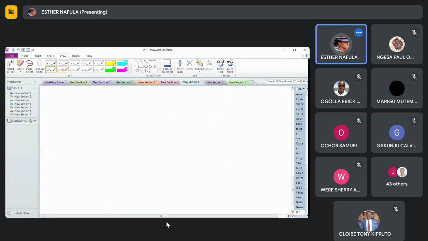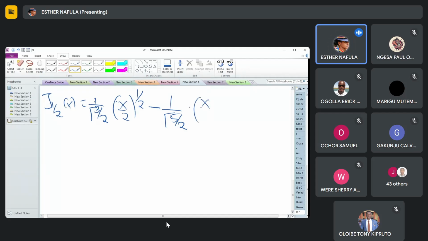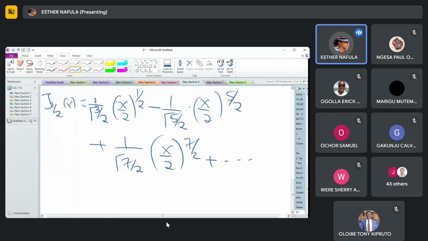Listing the first few terms, what do we have? J half of x equals 1 over gamma of 3 over 2 times x over 2 raised to power half, minus 1 over gamma of 5 over 2 times x over 2 raised to 5 over 2, plus 1 upon gamma of 7 over 2 times x over 2 raised to power 7 over 2, plus so on.